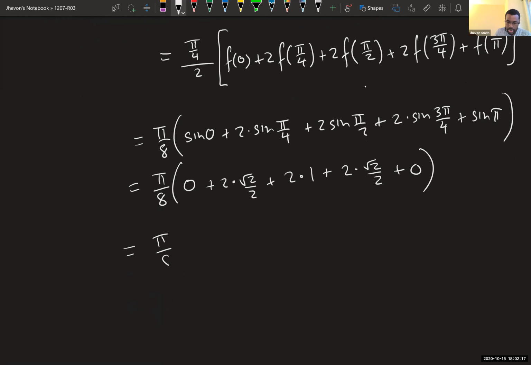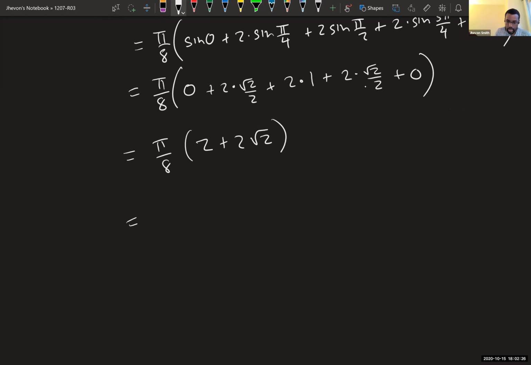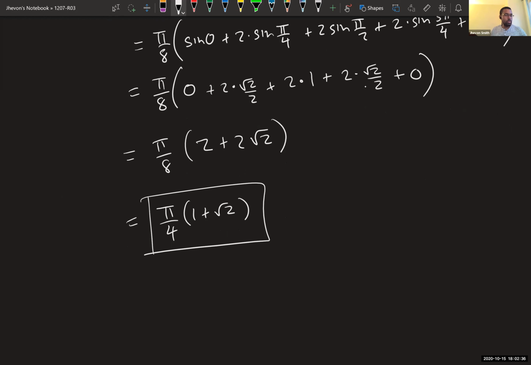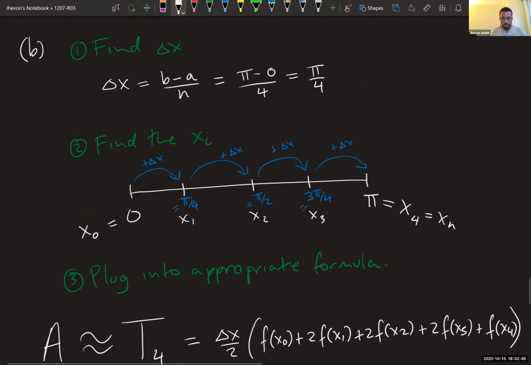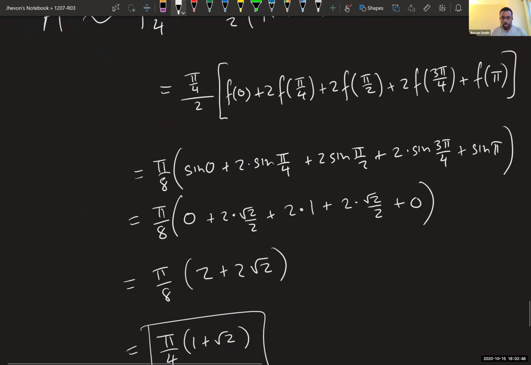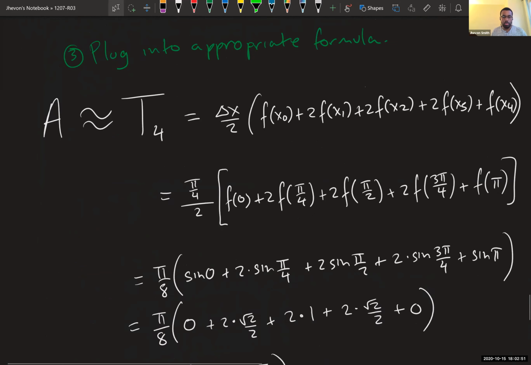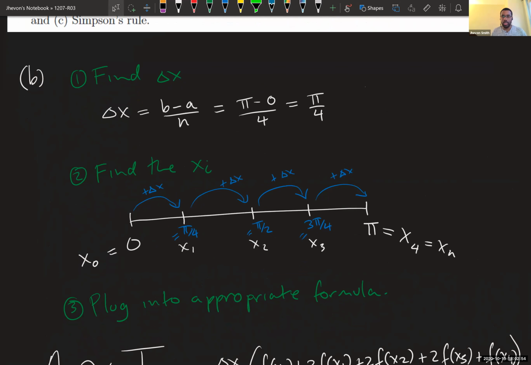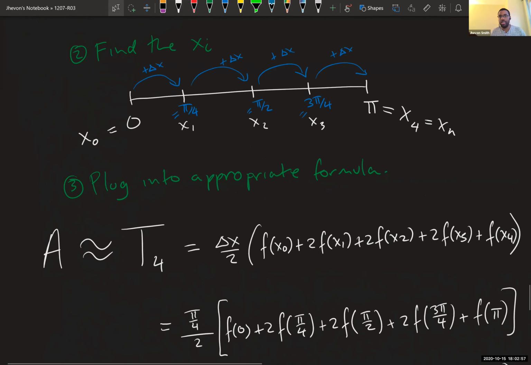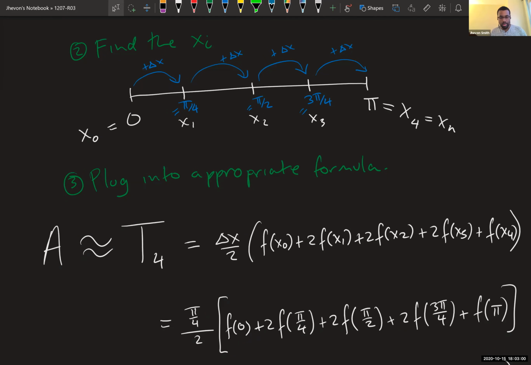So this gives me pi over eight times, this amounts to two plus two rad two. Or in other words, that's pi over four times one plus rad two. And that's the approximation of the area. That's it. So again, the principle is the same as Calc 1, Riemann sums, really. Same three steps. The difference is step three. You have a new formula to plug things into, which I derived for you.